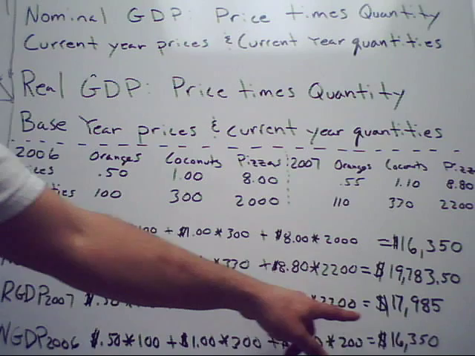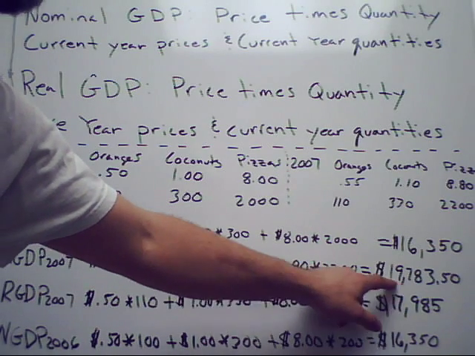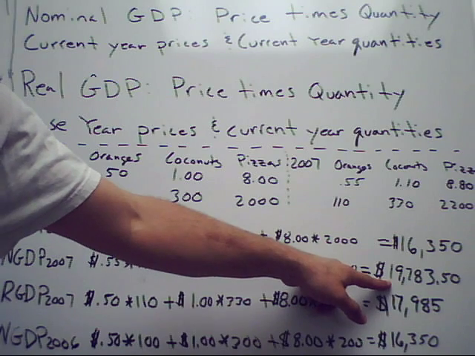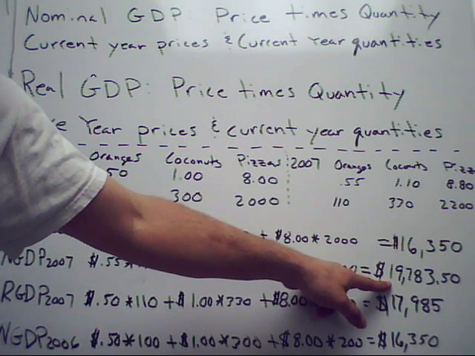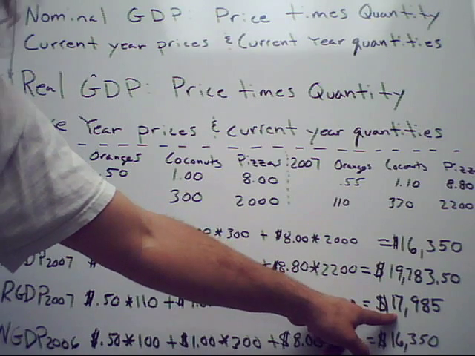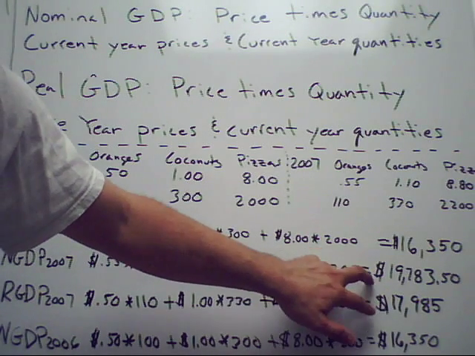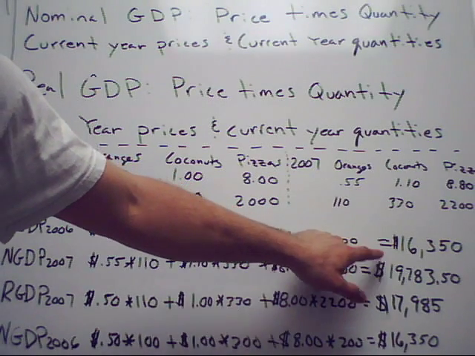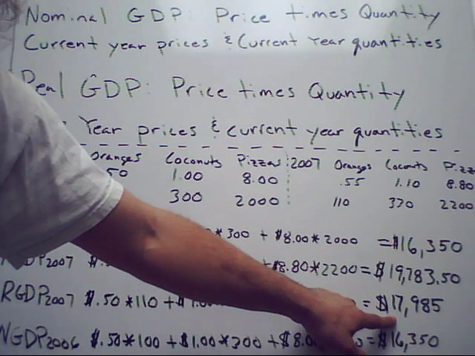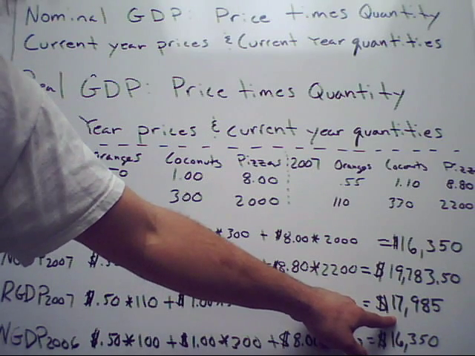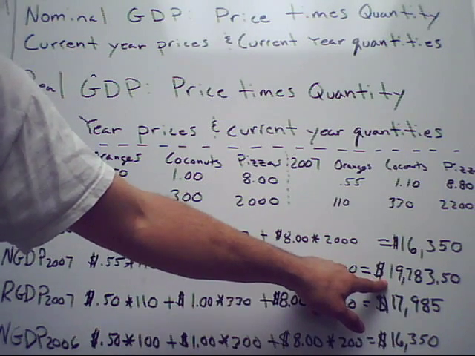And you can see right away there's a difference between these two values in 2007. Nominal GDP was 19,783 and 50 cents. Real GDP was 17,985. And when you compare those two numbers against where we started in 2006, you can see that the jump is much smaller in terms of real GDP. So the growth of the economy is smaller than if we capture some price inflation.